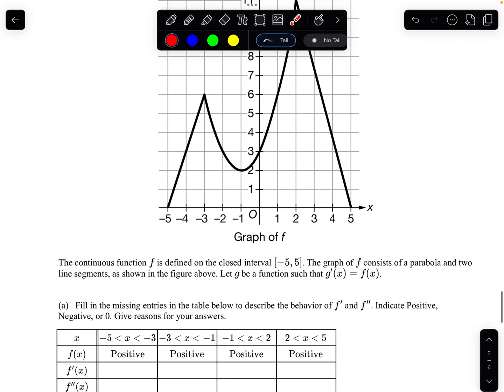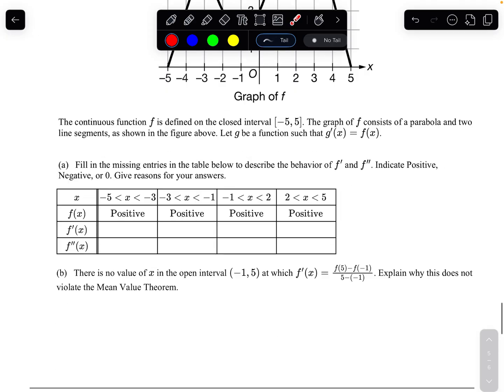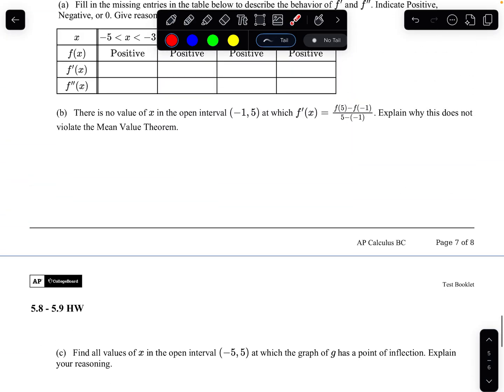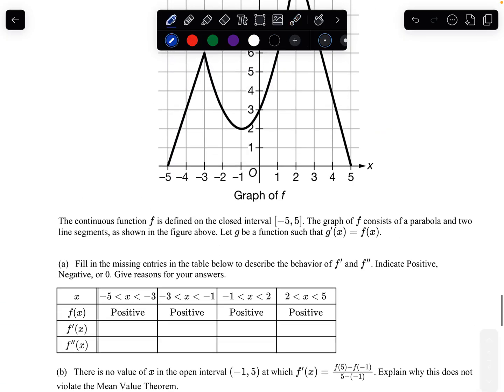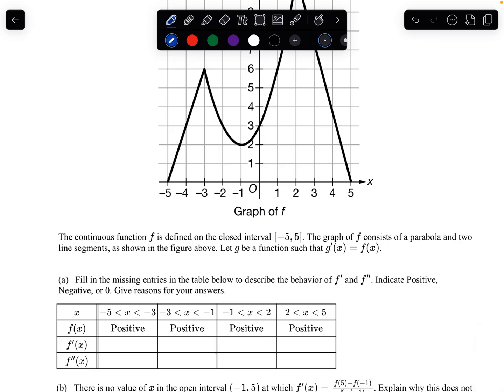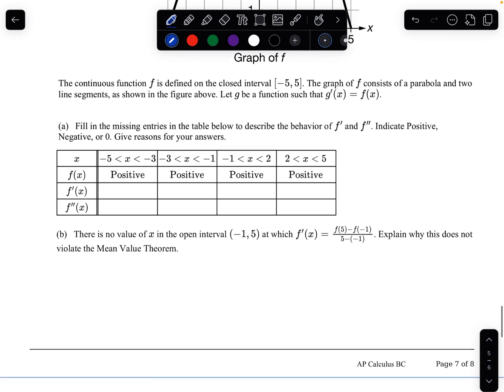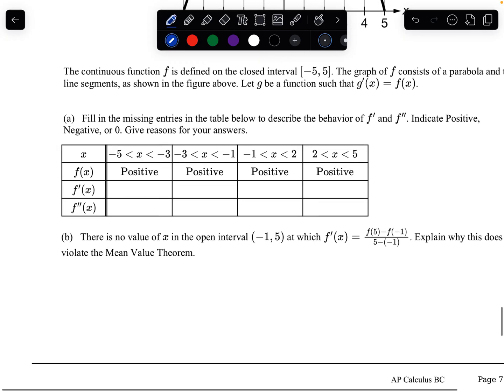All right, and for 7, we've got a free response question. So we have a graph of f. Fill in the missing entries in the table below to describe the behavior of f prime and f double prime. Indicate positive, negative, or 0. Give reasons for your answer.